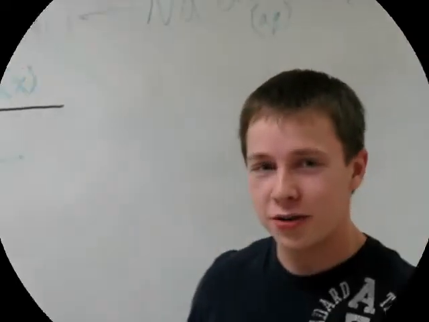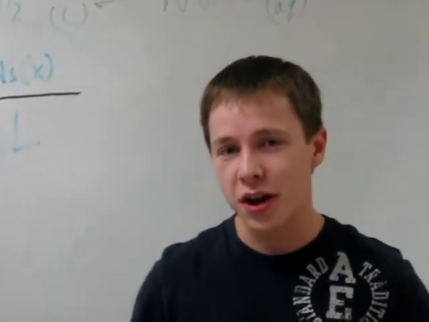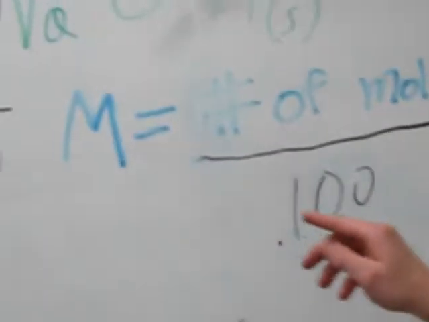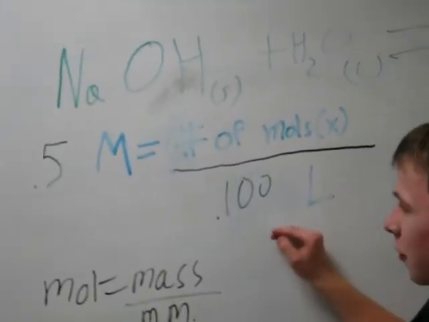Today we are going to be doing a titration, and for the titration you either need to know the molarity of an acid or a base. In this case, we are going to know the molarity of the base. And the way we're going to do that is by using this equation here. Molarity equals number of moles over liters, over volume.